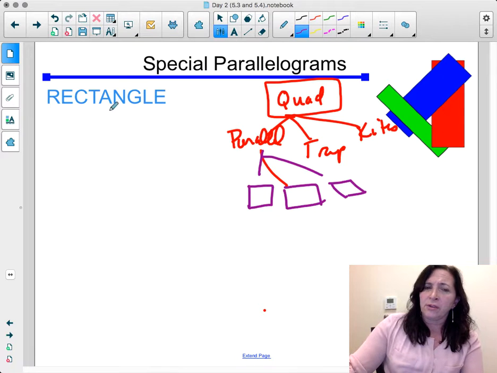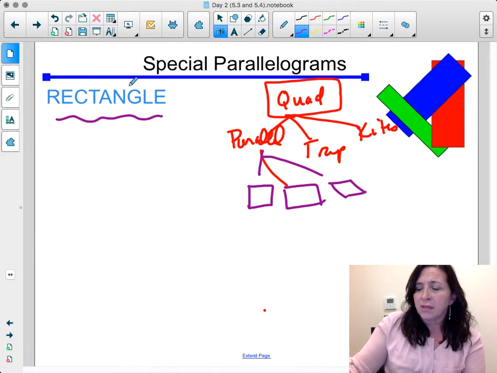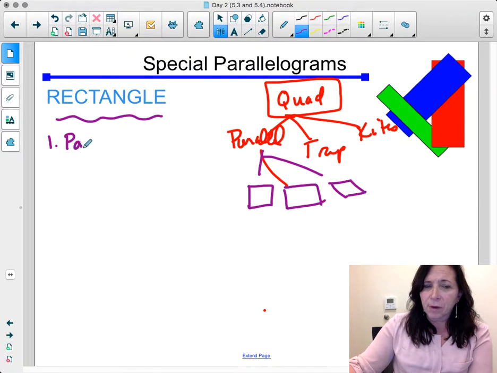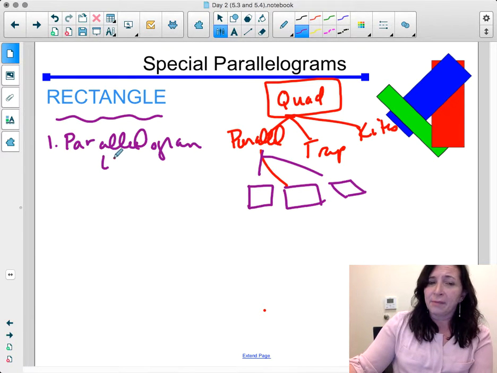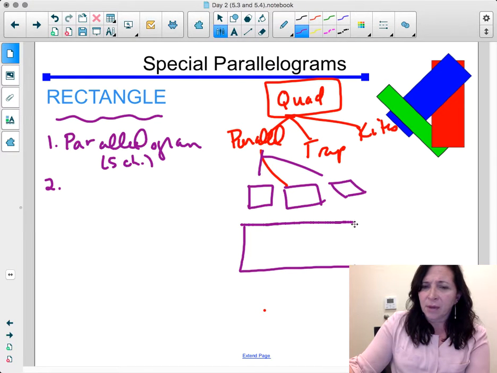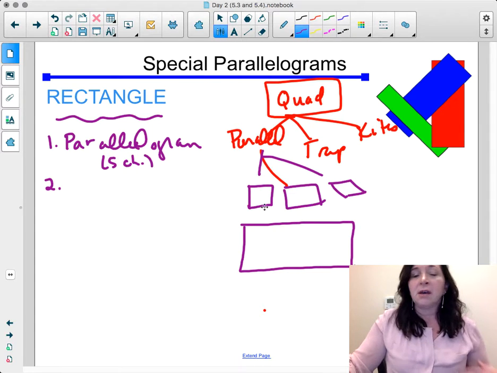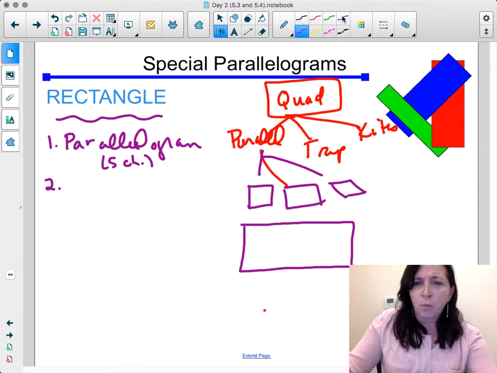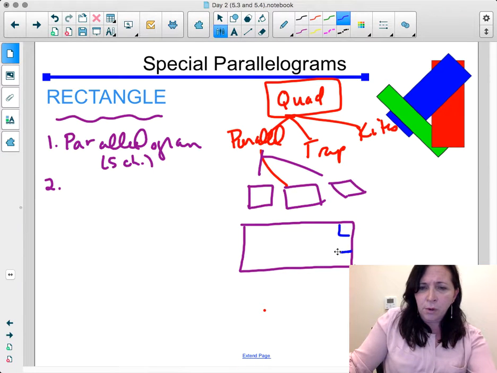So what we're going to do now is I want to talk to you about the special things about rectangles besides it being a parallelogram. So we're going to write it's a parallelogram. That's number 1. And with that becomes 5 characteristics, okay? 2, a rectangle, so let's draw a rectangle. A rectangle not only is a parallelogram, which means, of course, it has both pairs of opposite sides congruent, opposite sides parallel, both pairs, all of that stuff. But it also has 4 right angles.